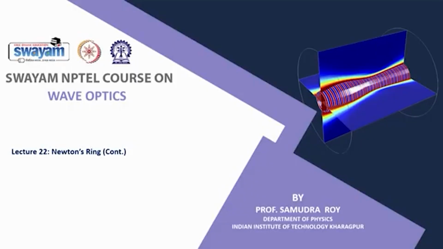So today we have lecture number 22, where we are going to study the Newton's ring that we already introduced in the last class. Today we will study how one can find the condition for maxima and minima of these rings.